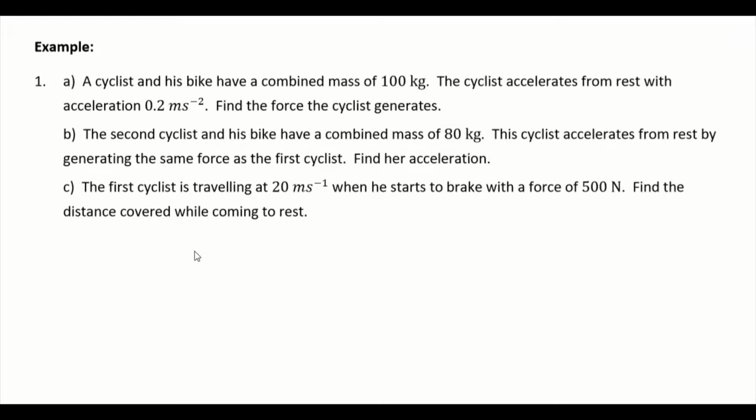A cyclist and his bike have a combined mass of 100 kg. The cyclist accelerates from rest with an acceleration of 0.2. Find the force the cyclist generates. Okay, I think this is easy. The question already gives us that they have a mass of 100 kg, and the acceleration is 0.2, right? Then the question wants us to find the force. So basically it's just by using F equal to ma. Let's substitute the numbers: 100 times 0.2, and from that we get our answer, 20 Newton. As simple as that.